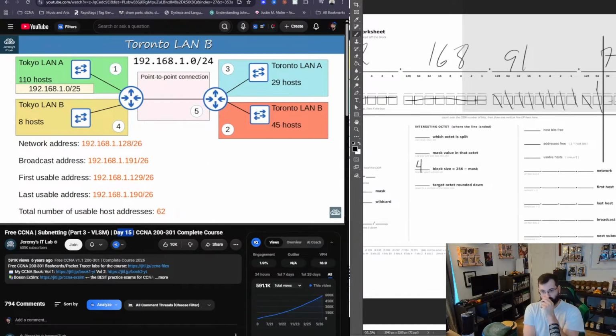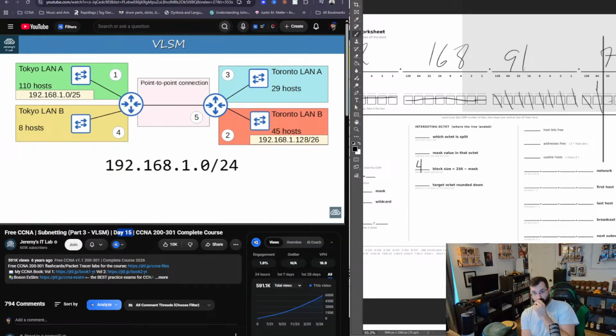So here are the answers for Toronto LAN B. For Tokyo LAN A and Toronto LAN B, we've used address space from 192.168.1.0 through 191. These two subnets take up 3/4 of the address space, but that's no problem. There is still room for more smaller subnets. 192.168.1.191 is the broadcast address of Toronto LAN B.